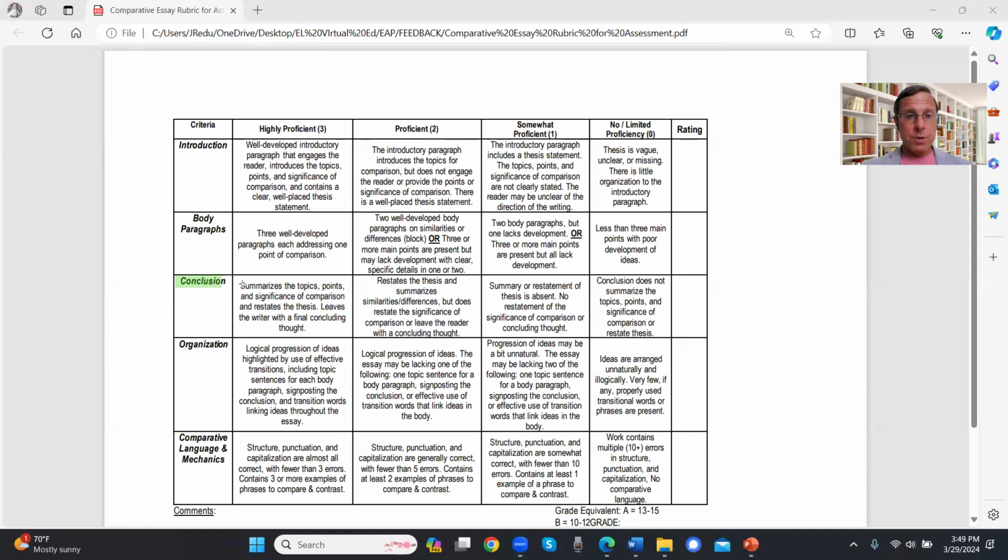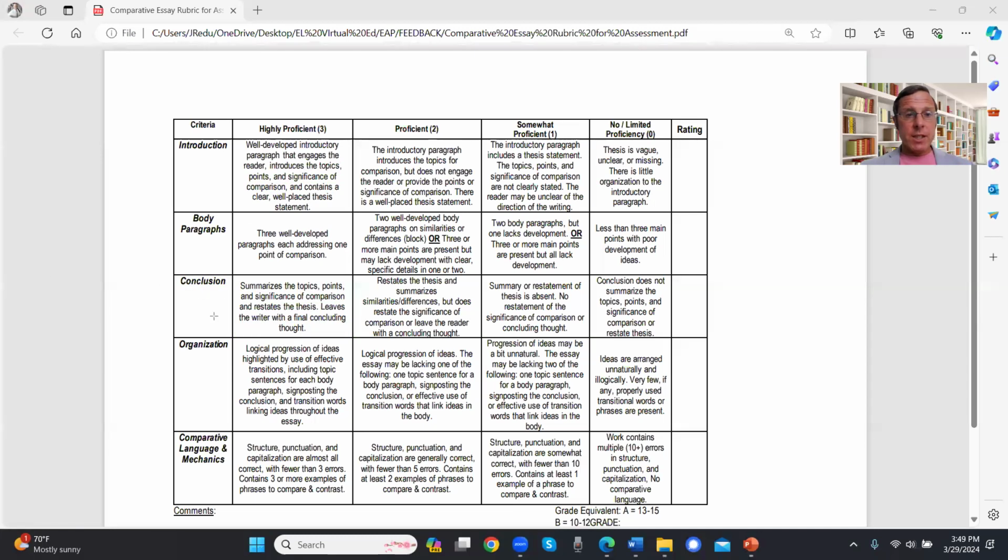You want to summarize the topics, points, and significance of comparison. That's the same thing that you're doing in your introduction right here. Then you're going to restate your thesis. And finally, you want to leave that reader with a strong concluding thought.